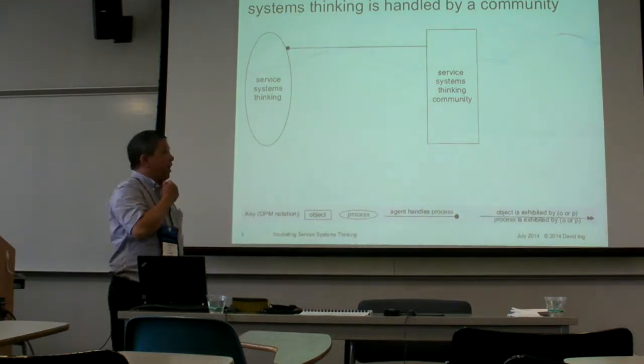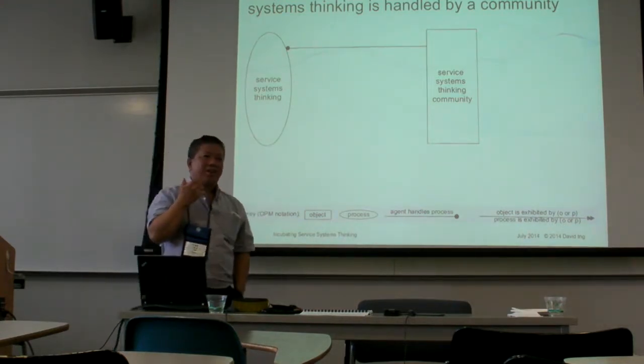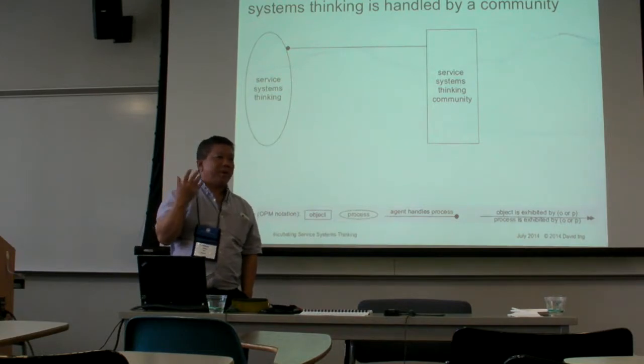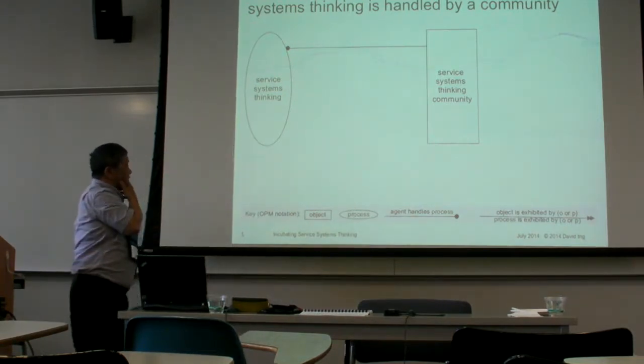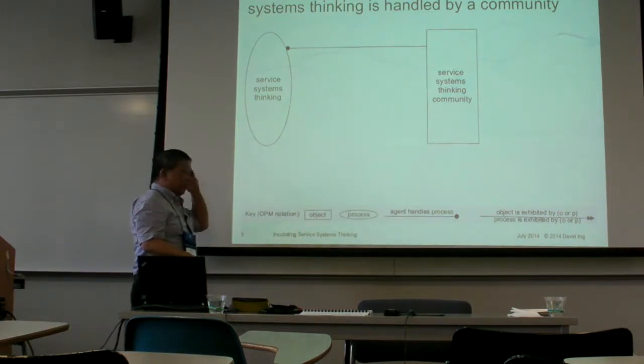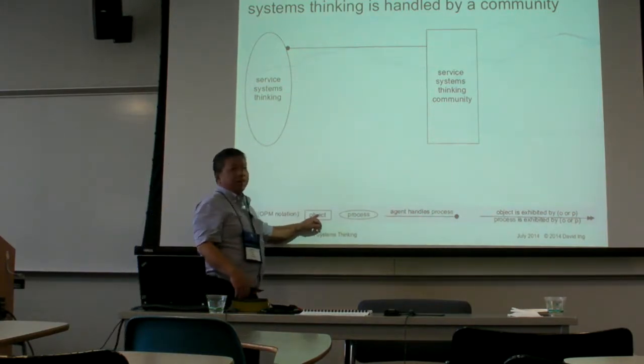And so, again, here's my proposal. I'm trying to describe to you what service system thinking might be. Why don't I try doing it? And so now I have this object process. The notation here is you have an object, which is rectangles.